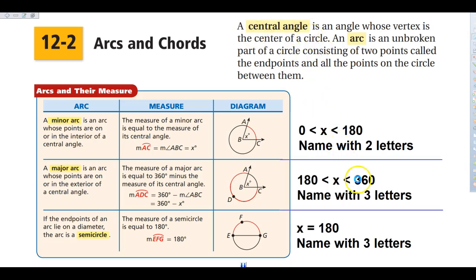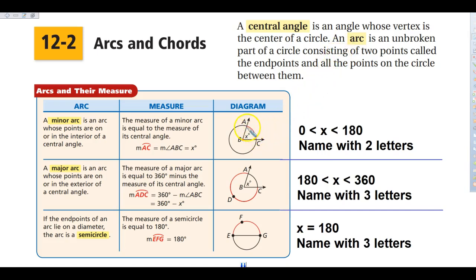So a central angle is any angle in a circle whose vertex is actually at the center of the circle. So if we look at this circle, B is the center of the circle. And then I have an angle that is ABC. So angle ABC is a central angle because B is the vertex of the angle and the center of the circle.